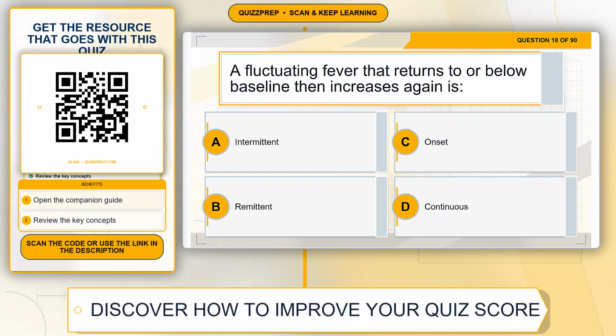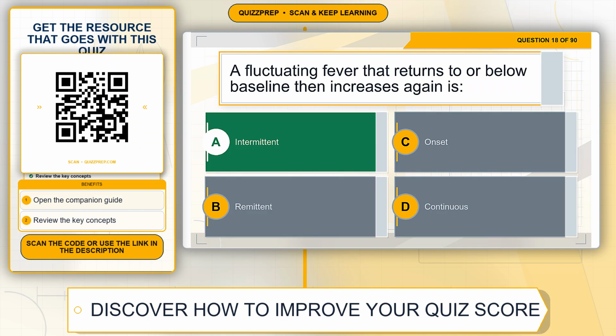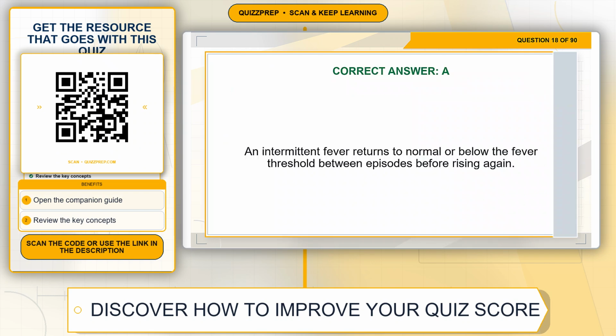Question 18. A fluctuating fever that returns to or below baseline then increases again is option A, intermittent. Option B, remittent. Option C, onset. Option D, continuous. The correct answer is option A, intermittent. Explanation. An intermittent fever returns to normal or below the fever threshold between episodes before rising again.